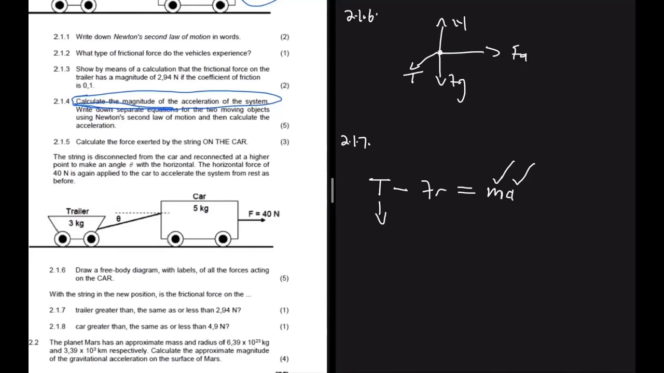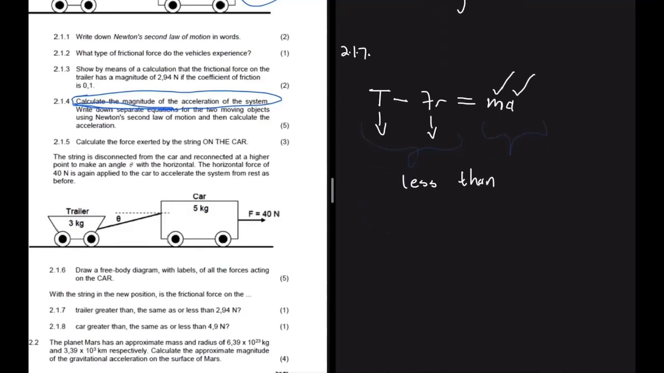So how should the frictional force change? The frictional force also goes down, so that this equation is still true, still balanced, right? If the tension had gone up, the frictional force would have to go up. So here we're going to say less than, because the frictional force needs to also go down because the tension went down, and we still need to maintain our equality, right?